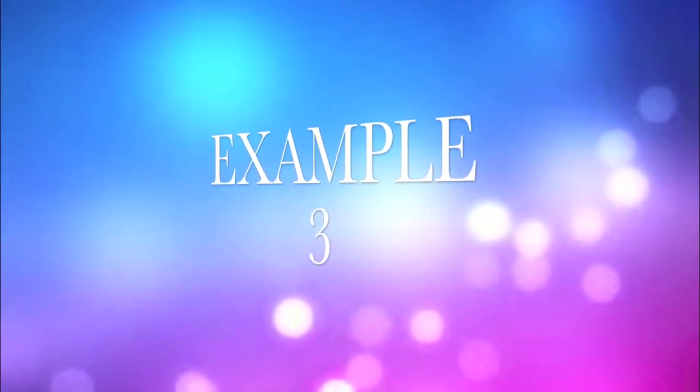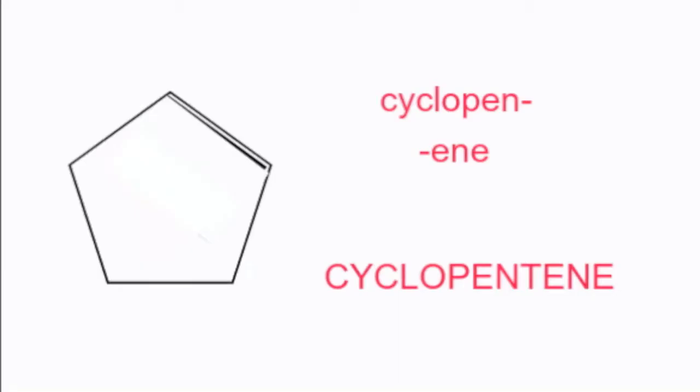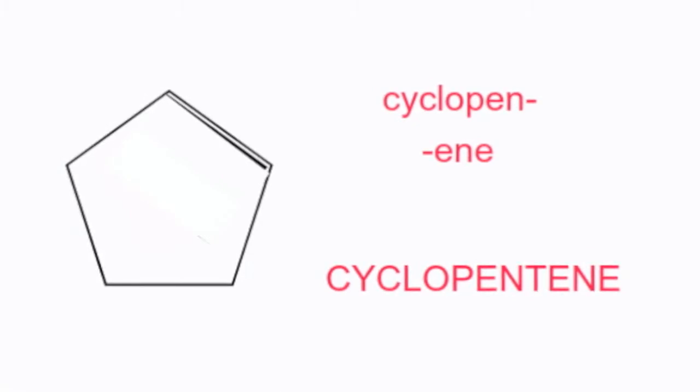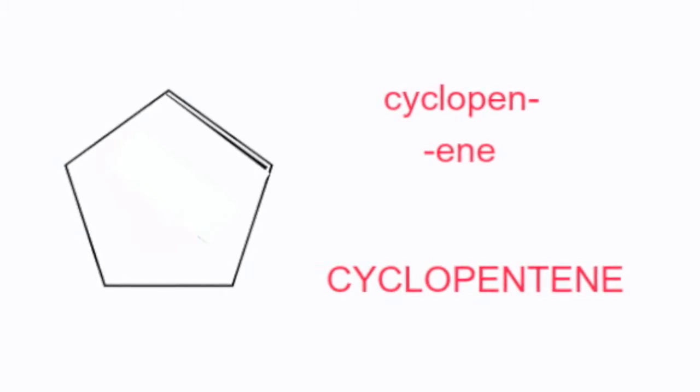Example 3. As it is a cycle, write cyclo. Then the prefix for the number of carbons, pent. Then the suffix for alkenes, -ene. Therefore, the name for this compound is cyclopentene.